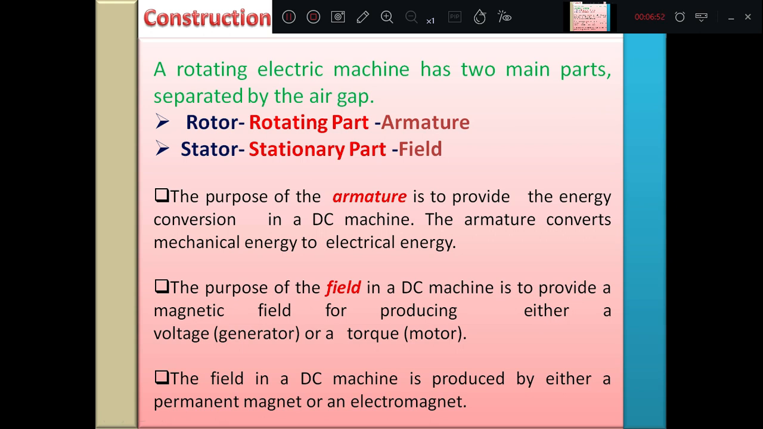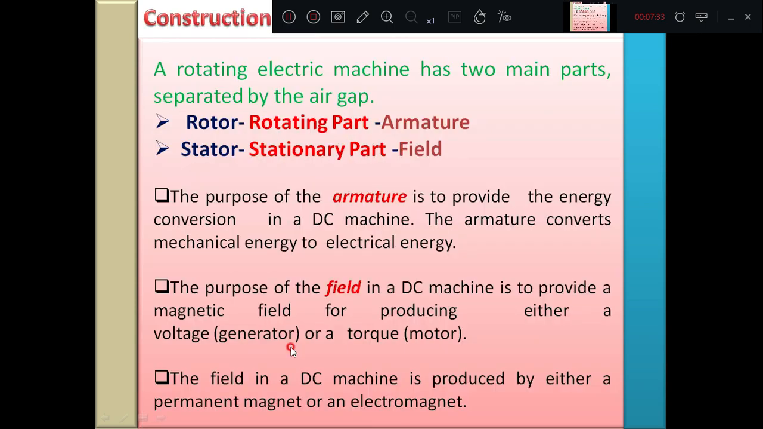The magnetic field is produced from the stationary part of the field. The conductors are rotating by means of a mechanical energy, so that there is an induced voltage in the armature conductors. Therefore, the energy conversion takes place in the armature winding. For the field which is producing the magnetic field, usually there are two types of producing the magnetic flux. One is by a permanent magnet. They are rarely used because their capacity is limited. However, nowadays in all the machines we are using electromagnets to produce the magnetic flux.